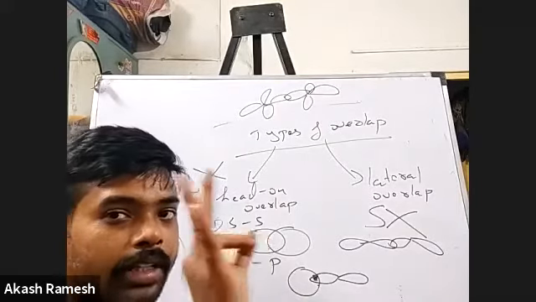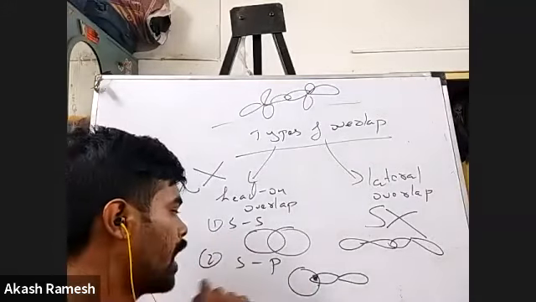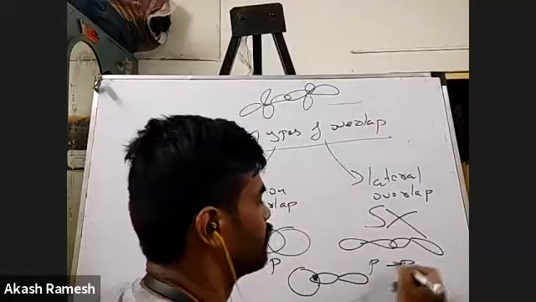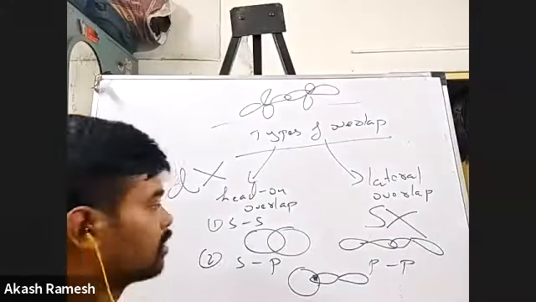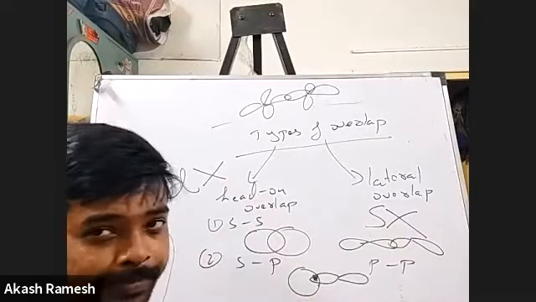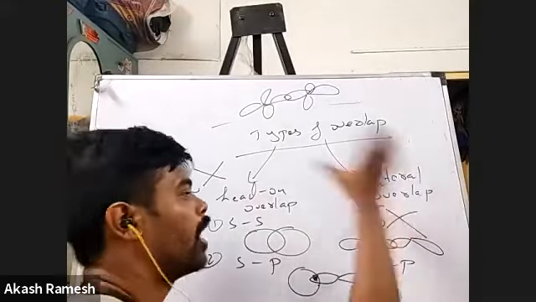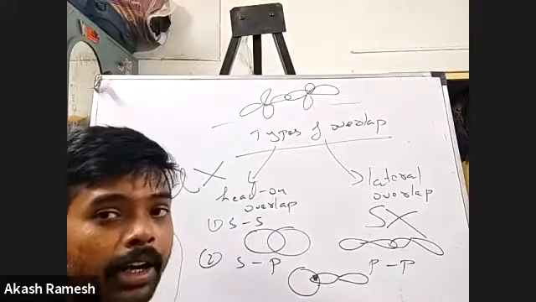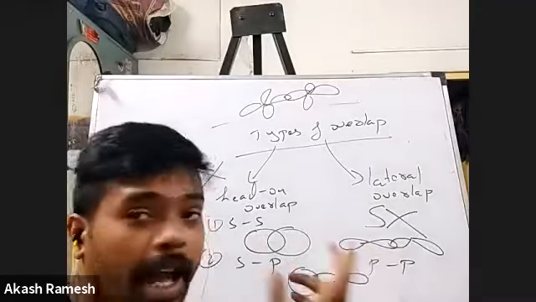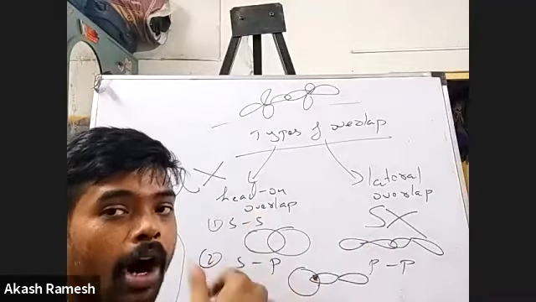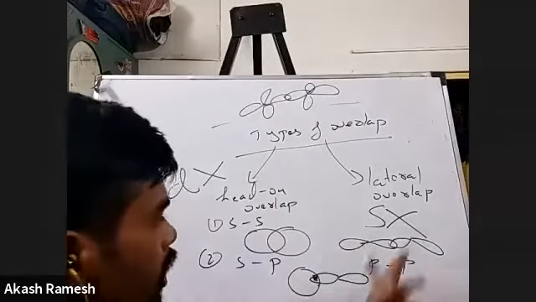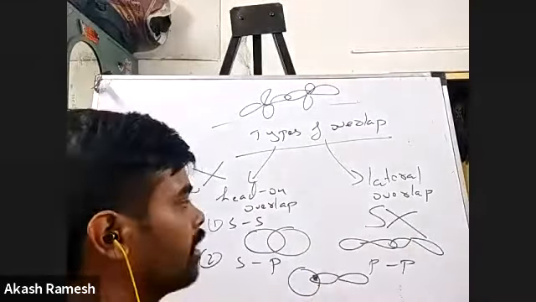Okay, so there are only three kinds of head-on overlap: SS overlap, SP overlap, and PP overlap. This is my PP overlap. These are all possible in head-on overlap. Okay, fine. Now, what about lateral overlap? Just now we saw how it is going to happen. I can have a PP overlap or a PD overlap. Only two things are possible, right? So first take down head-on overlap, then I'll explain lateral overlap.